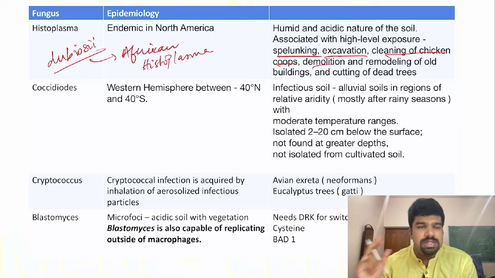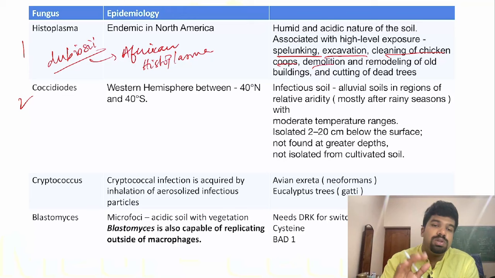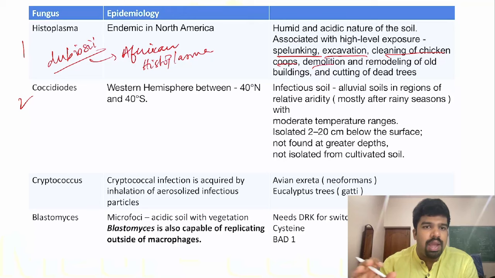Similarly, coccidioides is seen in the western hemisphere between 20 north and 40 north and 40 south. That is very important. It is not seen in the deepest soils; it is seen in the more superficial layers of the soil. They also require some amount of acidity, but they are seen post rainy season, not during, when some amount of humidity is still left. It is not found in greater depths. That is very important for you to know. It is found in moderate temperate ranges.